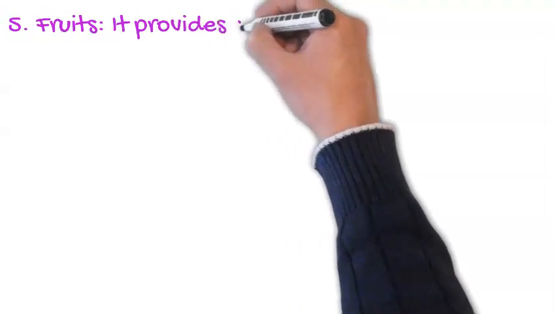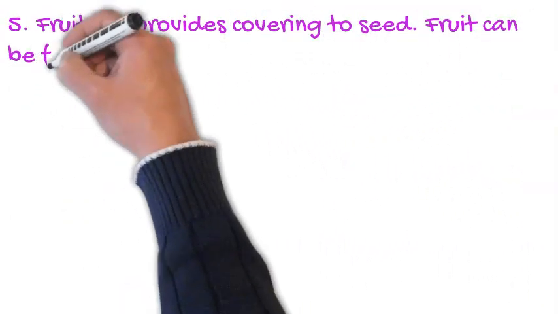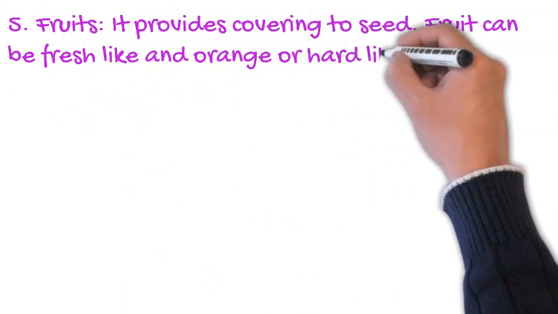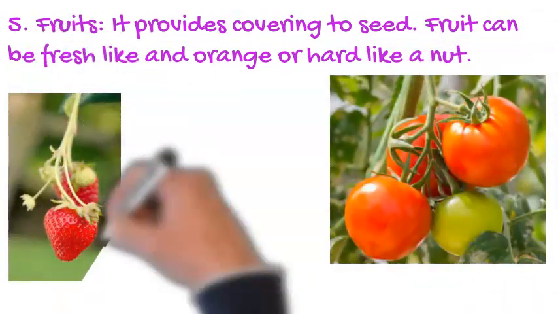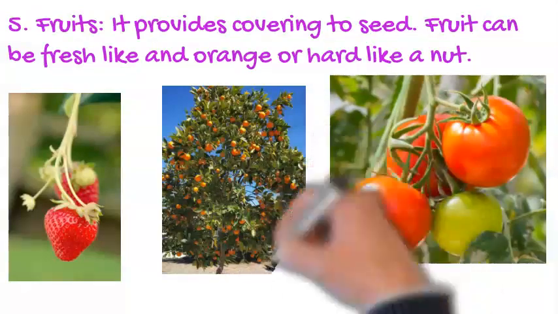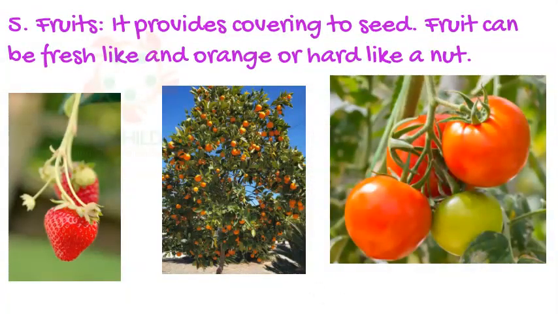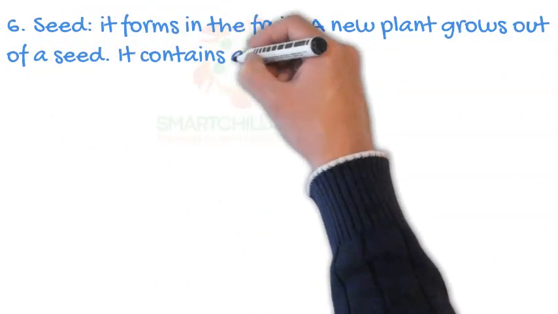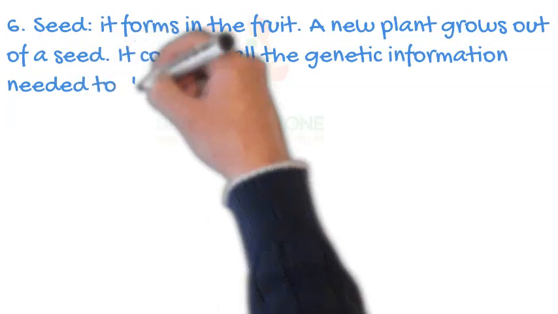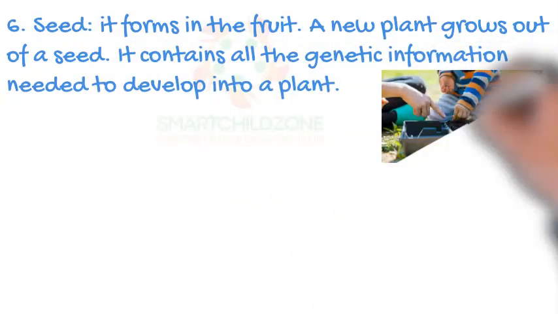5. Fruits. It provides covering to seed. Fruit can be fresh like an orange or hard like a nut. 6. Seed. It forms in the fruit. A new plant grows out of a seed. It contains all the genetic information needed to develop into a plant.